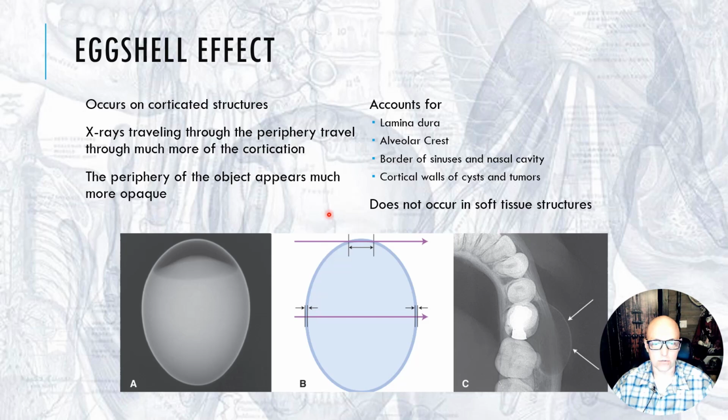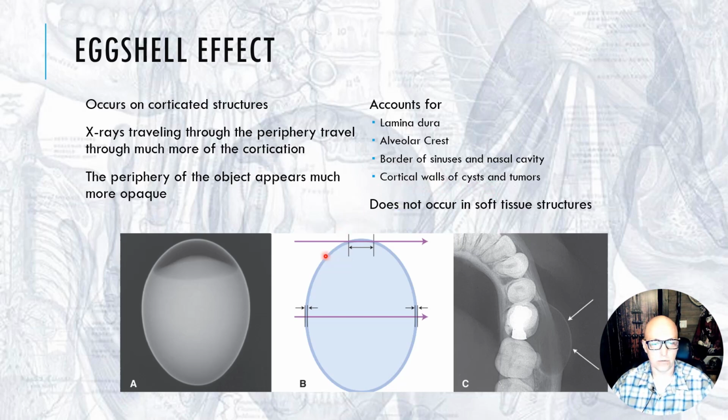And so this accounts for the thin radiopaque line we see around things such as the lamina dura, the alveolar crest, borders of sinuses and nasal cavities. So we'll show you all of those in this anatomy review. It also, as far as pathology, is what creates the corticated walls of cysts and tumors.